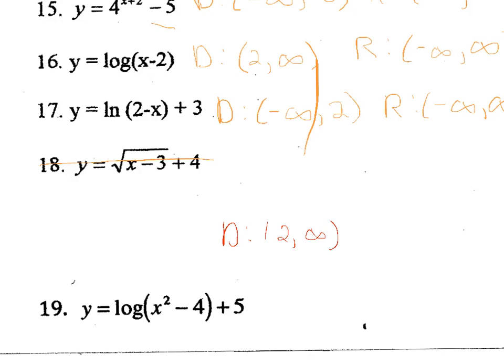But because it's squared, we can also plug in some negative numbers. For example, if you plugged in negative 3, it would be okay because negative 3 squared is 9, and 9 minus 4 is 5. So we can also plug in any number that is smaller than negative 2. And then its range would still be negative infinity to infinity.